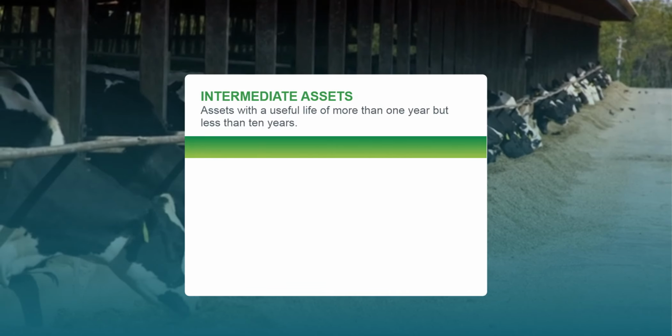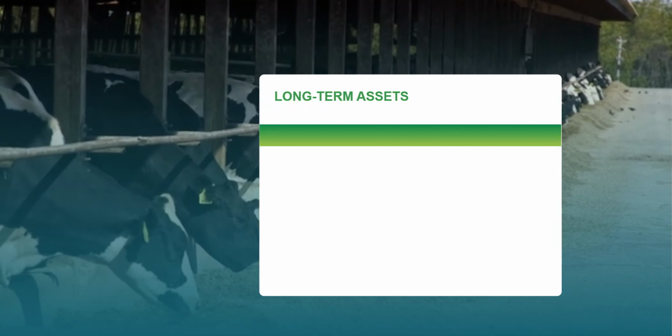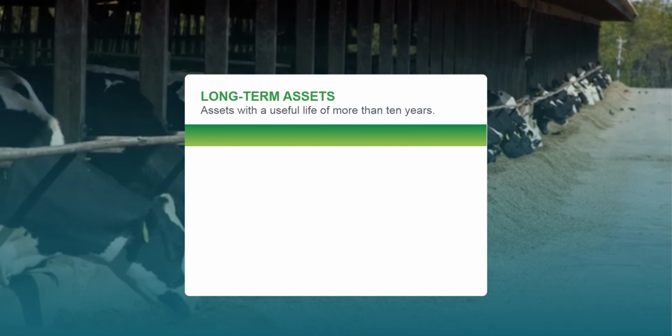Intermediate assets are assets with a useful life of more than 1 year but less than 10 years. Intermediate assets include breeding livestock, machinery and equipment, retirement accounts, securities, and non-marketable accounts, and cash value of life insurance. Long-term assets are assets with a useful life of more than 10 years, such as land, buildings and real estate, and farm credit stock.